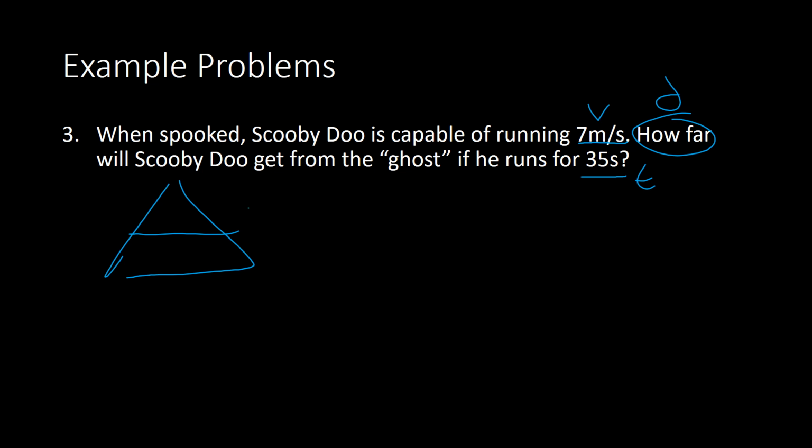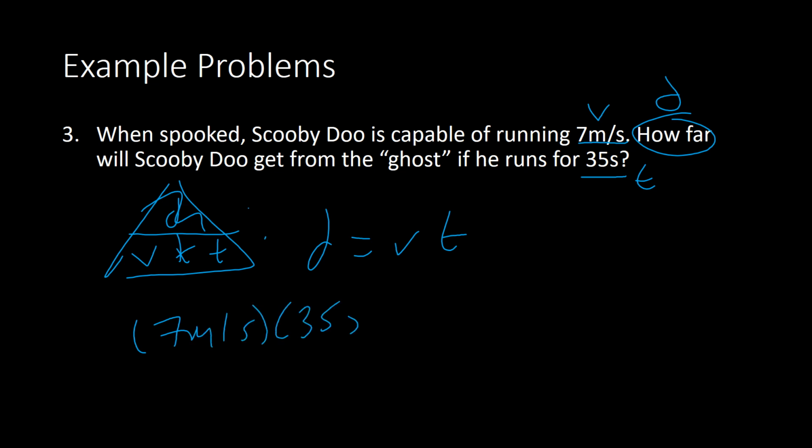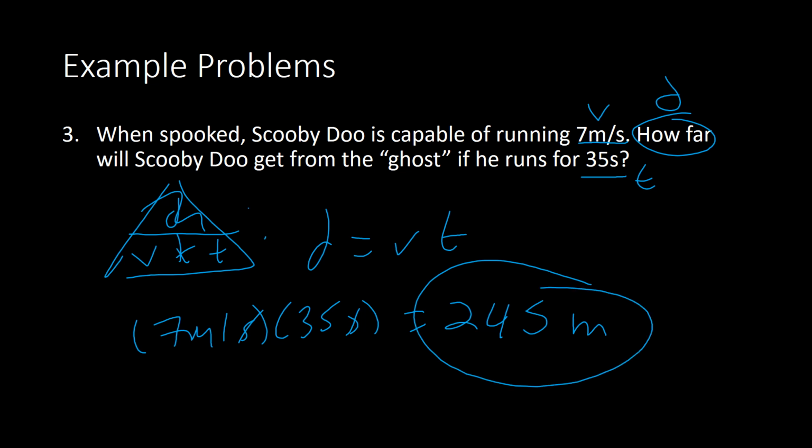So I'm going to plug this into my triangle helper again. V, d, t, scratch out the d, so d equals v times t. So that's going to be 7 meters per second times 35 seconds. Gives me 245. My seconds are going to cancel out here. Meters. So 245 meters.